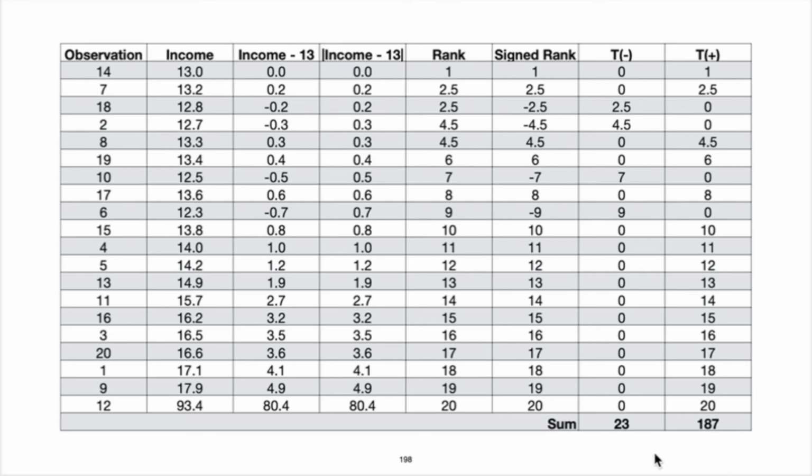Now let's take a look at how to do the approximate test. Even though this is not a really large sample, at least we can see the mechanics of how to do this. And so again, the null hypothesis is that the distribution of incomes is symmetric about 13. The alternative is that the distribution is symmetric about some other value. The test statistic is z calc equal to T plus minus n times n plus 1 over 4, divided by the square root of n times n plus 1 times 2n plus 1 over 24.